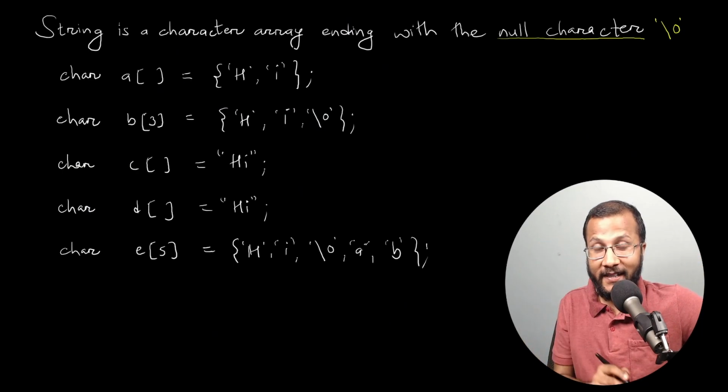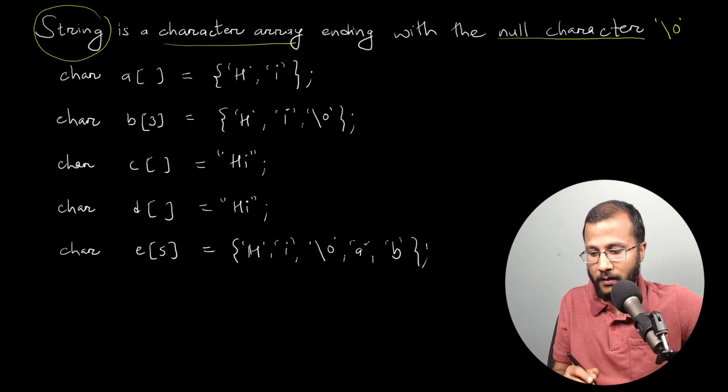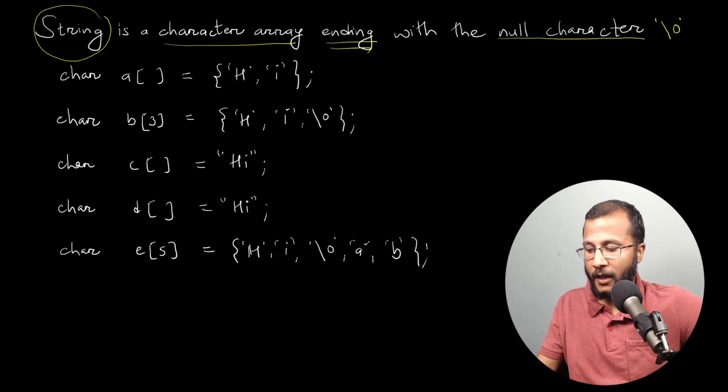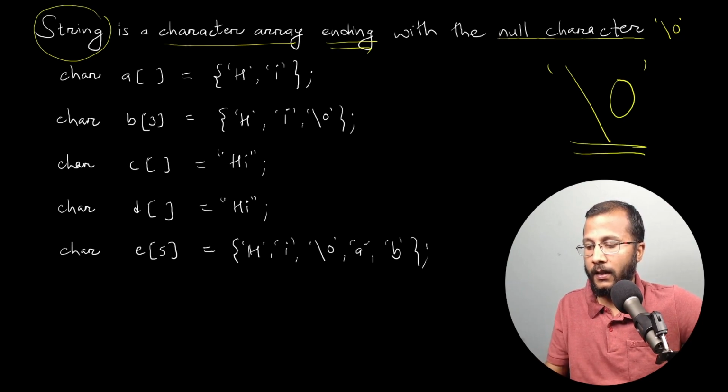Now let us summarize the definition of string. What is a string? A string is nothing but a character array, that is the collection of characters, always ending with a null character. The null character is represented by \0, in single quotes. This is a null character. So if any character array is ending with a null character, that qualifies to be called a string.